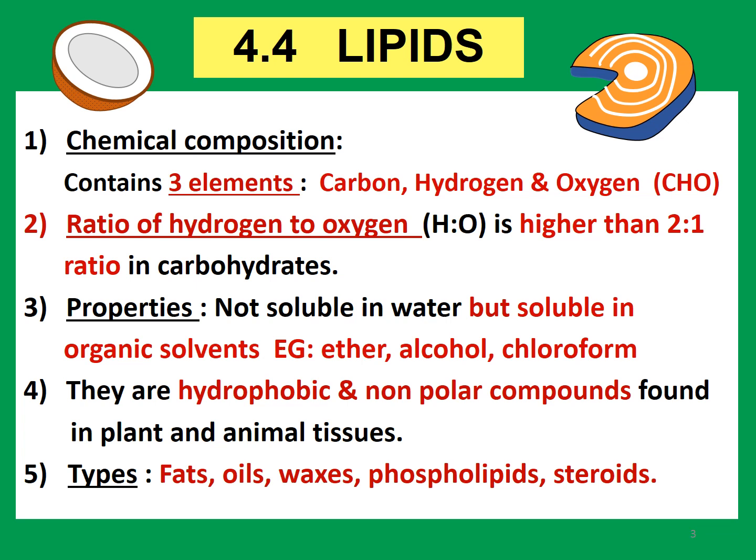Let's now discuss the various properties of lipids. Firstly, the chemical composition of lipids. All lipids contain three elements: carbon, hydrogen and oxygen. So the short form is CHO. Now this is the same as for carbohydrates. They also have these three elements, CHO.